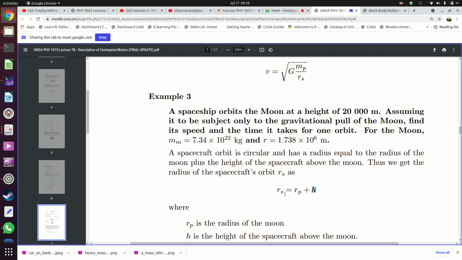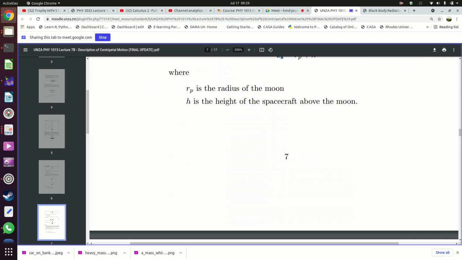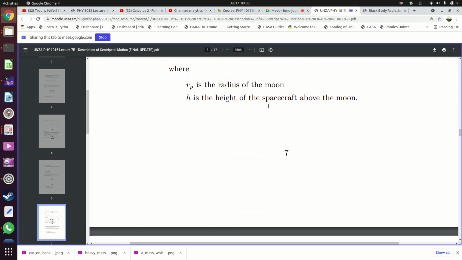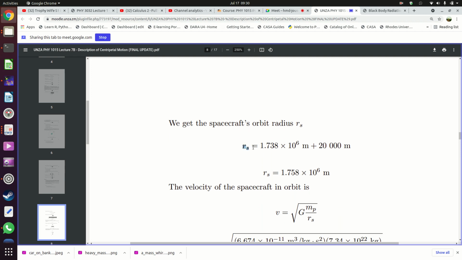So in this case, we have the radius of the moon, which is going to be the radius of the planet, and also we have the height of the satellite above the moon, which is going to be our h, so that we can get our rs like that. Rp is the radius of the moon and h is the height of the spacecraft above the moon. So rs equals 1.738 times 10 to the power 6 plus 20,000. You end up having rs equals 1.758 times 10 to the power 6.